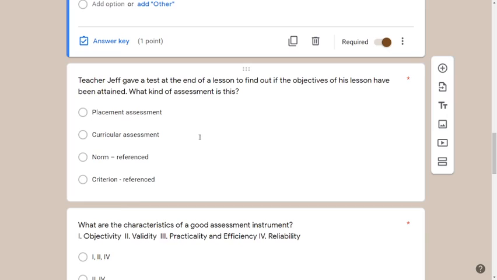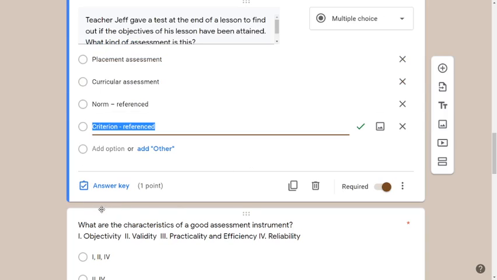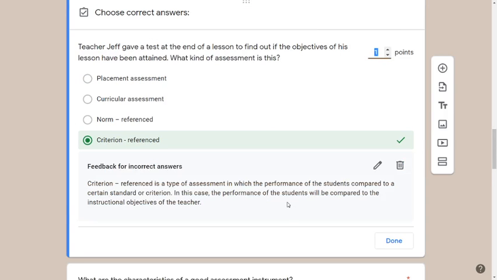So in this case, it says here that you wanted to figure out if the objectives of your lessons have been obtained. So meaning the purpose of this exam is to compare it with your objective. Therefore, there is a criteria used. Therefore, I will choose criterion reference in this case, and that is correct. According to the answer key, criterion reference is a type of assessment in which the performance of the students is compared to a certain standard or criterion. In this case, the performance of the students will be compared to the instructional objectives of the teacher.